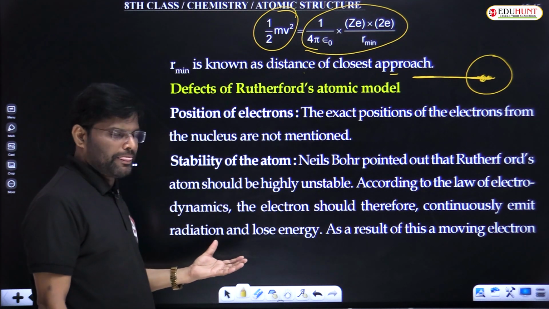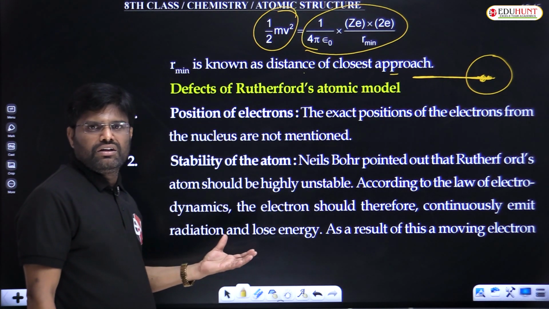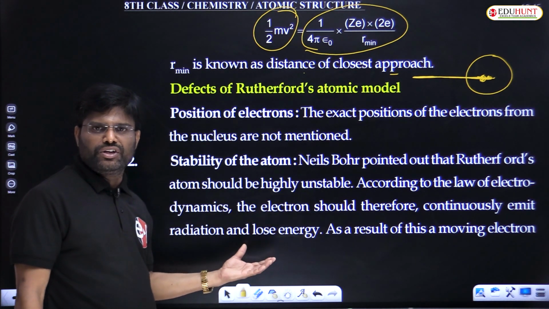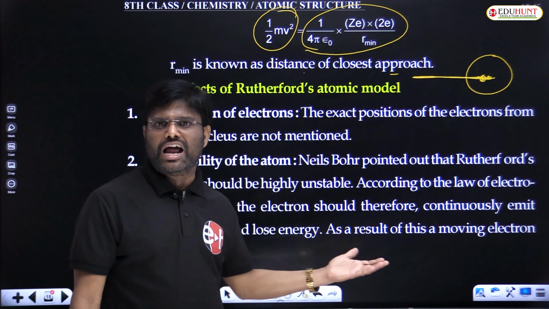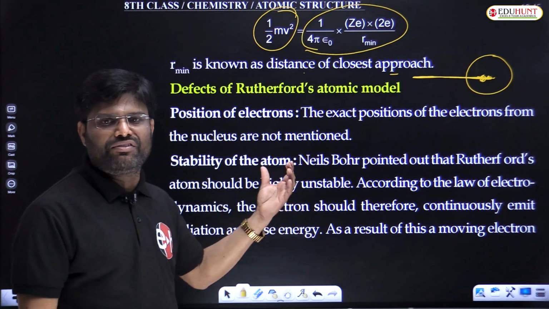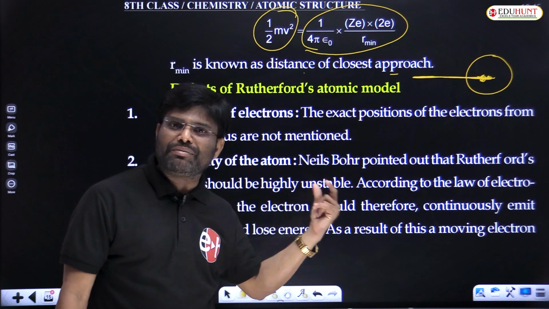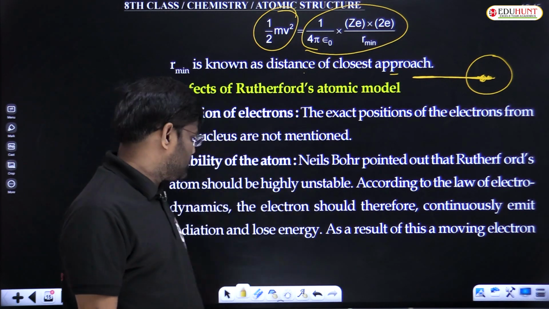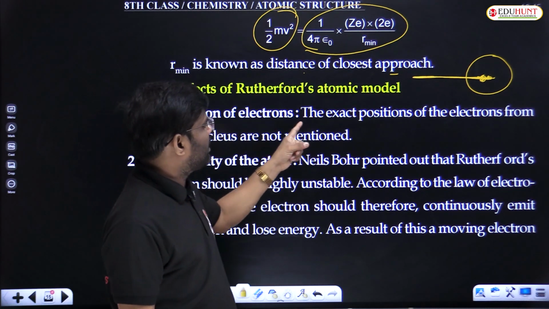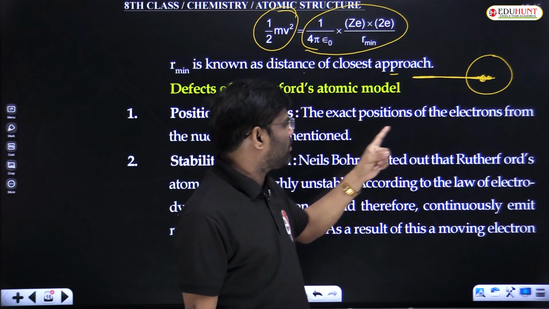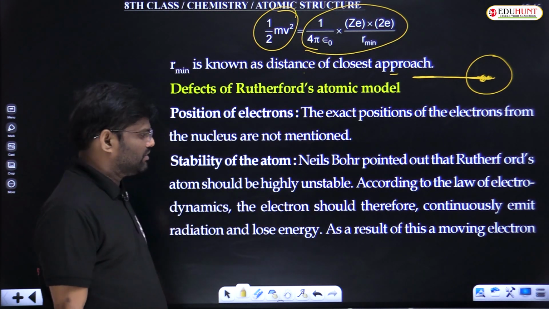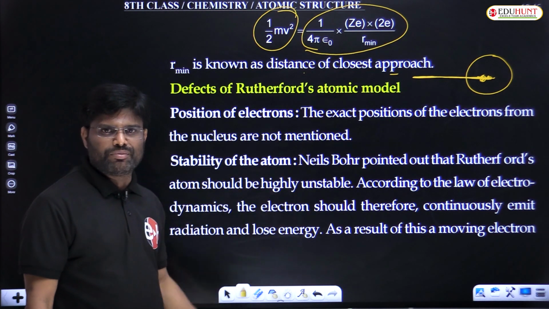This I also explained. The electron revolves around the nucleus. After some time it loses energy and falls onto the nucleus, so the atom should collapse, but that is not happening. That is the drawback. It could not explain the stability of the atom. Also, the exact position of the electrons from the nucleus is not mentioned.